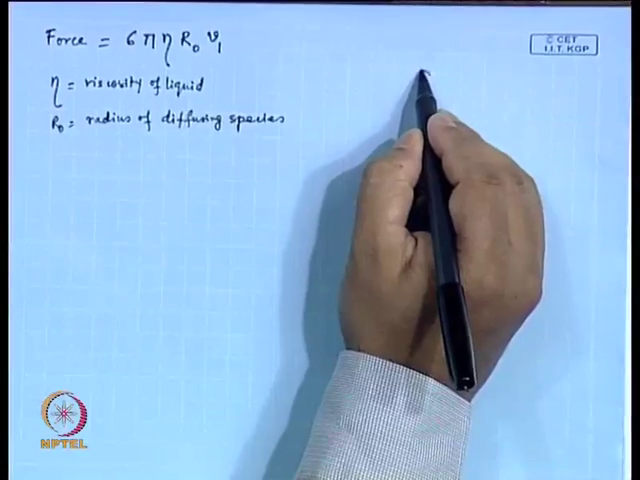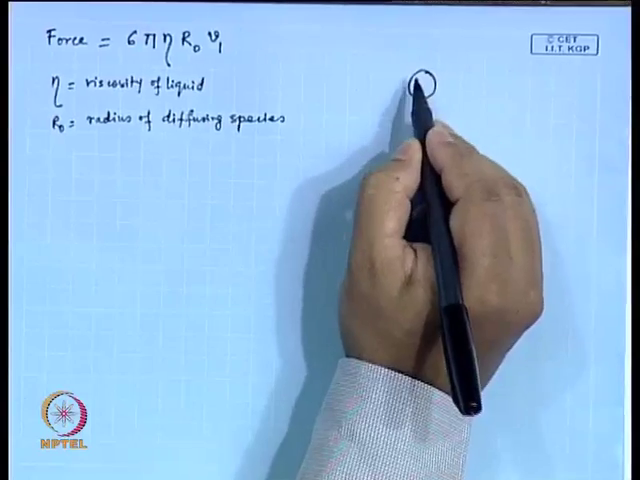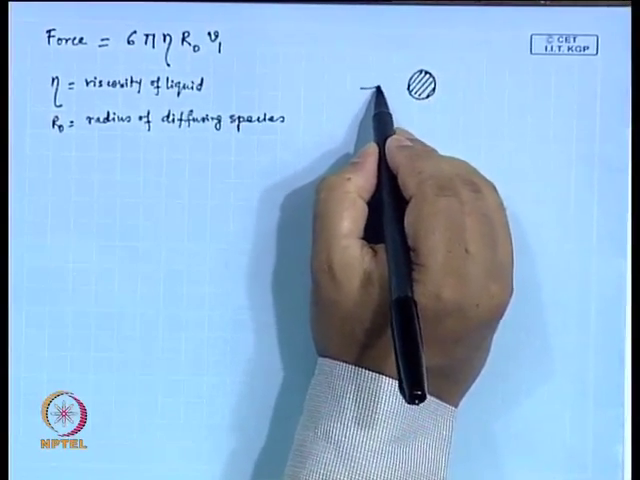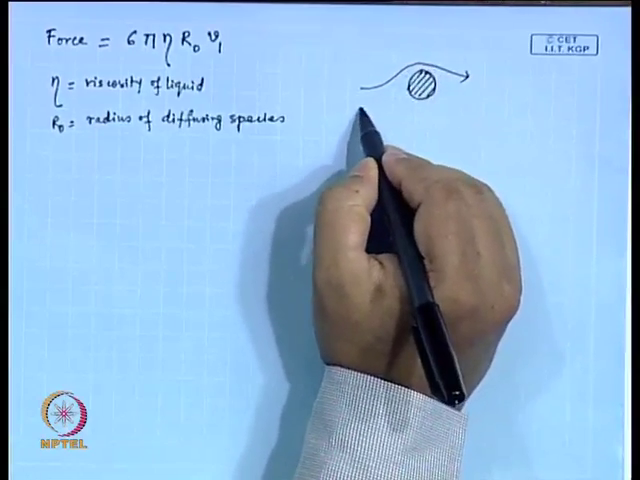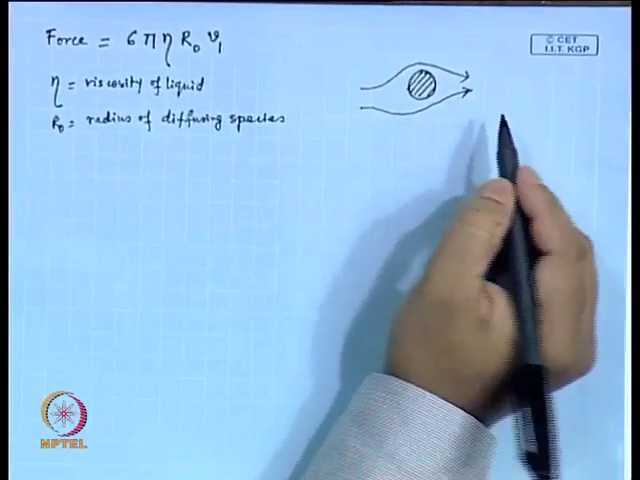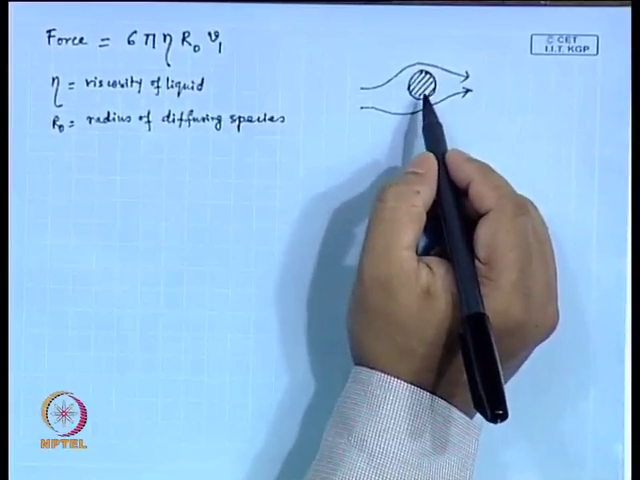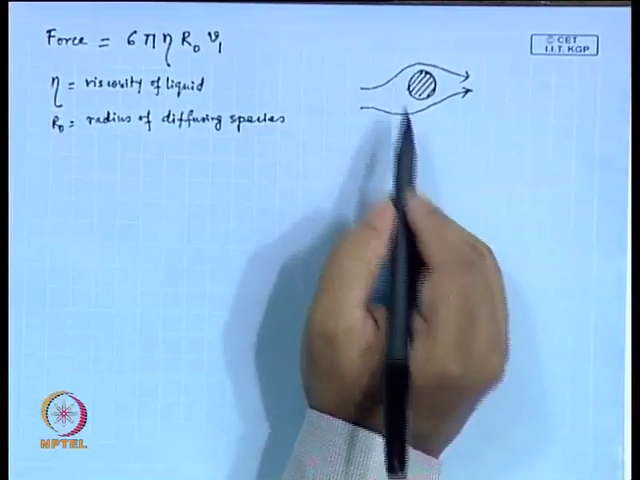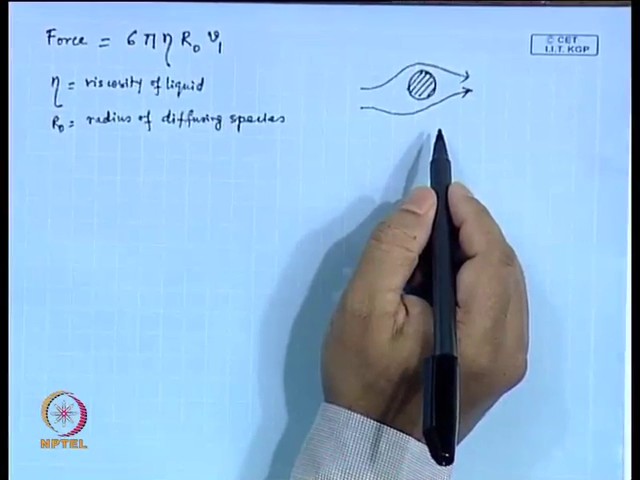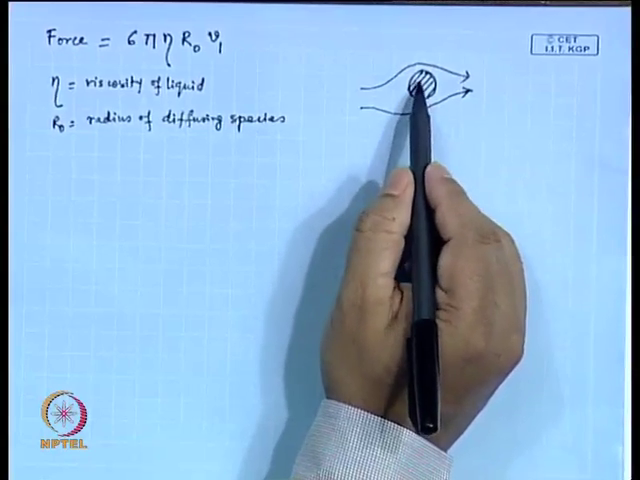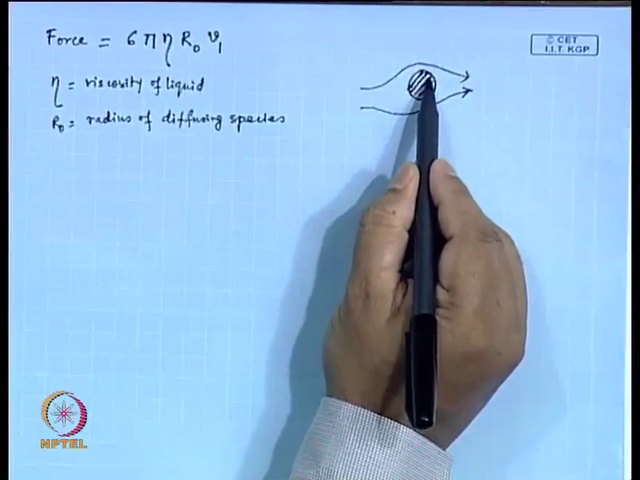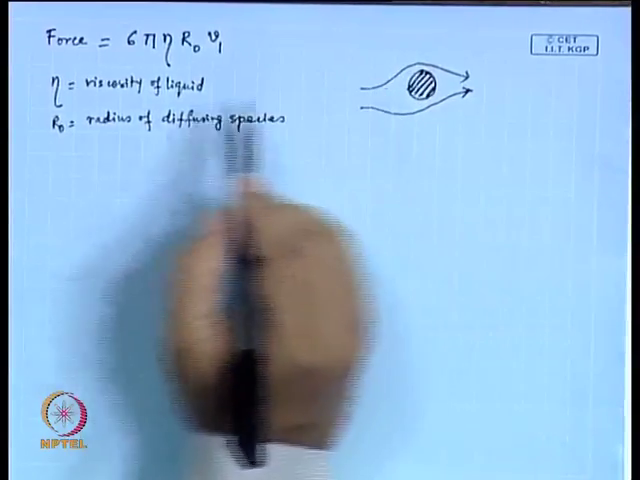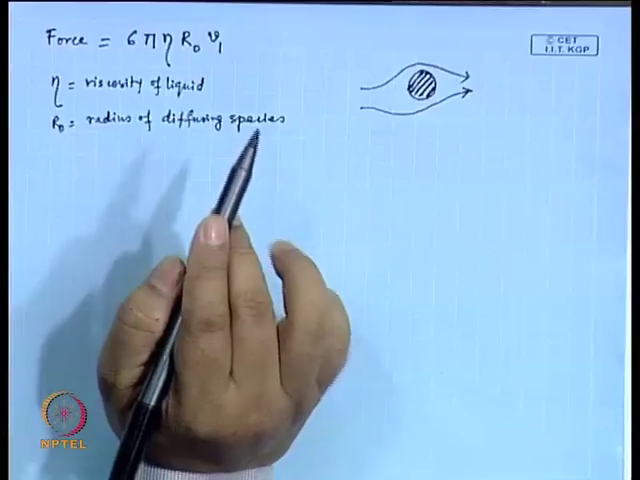Originally, this formula was available for a drag force. Suppose you have a rigid sphere, okay, and you have fluid flowing like this. The drag force exerted on the solid can be given by this formula, where V1 is the velocity of this sphere. So, the drag force is defined by 6 pi eta r0 V1.